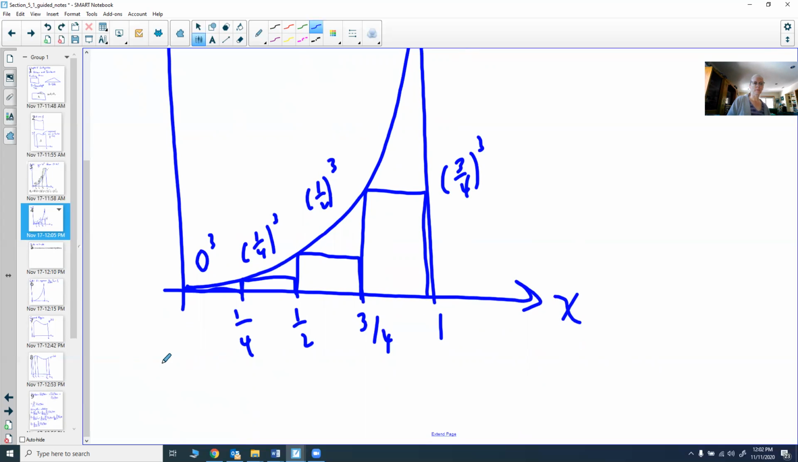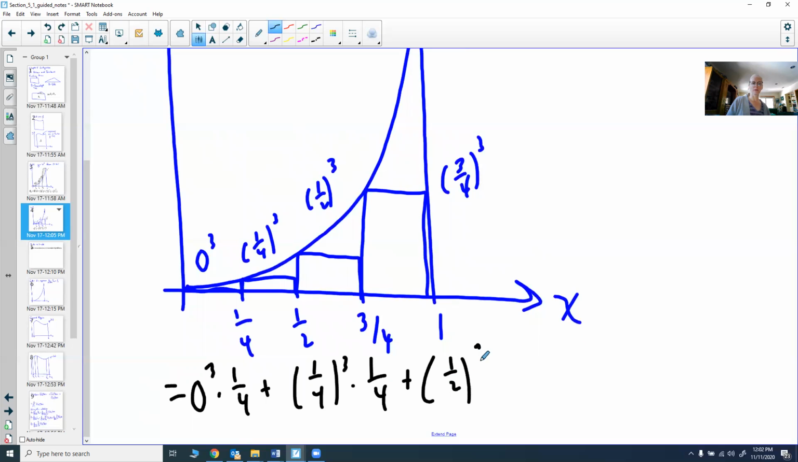So this would be 0 cubed times 1/4 plus the height of the next rectangle is 1/4 cubed times 1/4 plus the next rectangle has a height of 1/2 cubed times 1/4, and the next rectangle has a height of 3/4 cubed times 1/4. This time I use the left endpoints of this interval from 0 to 1/4. I use the 0. From 1/4 to 1/2, I use the 1/4. From 1/2 to 3/4, I use the 1/2. And from 3/4 to 1, I use the 3/4. So I always use the left-hand point. And there's 4 rectangles. So this we could call L sub 4.